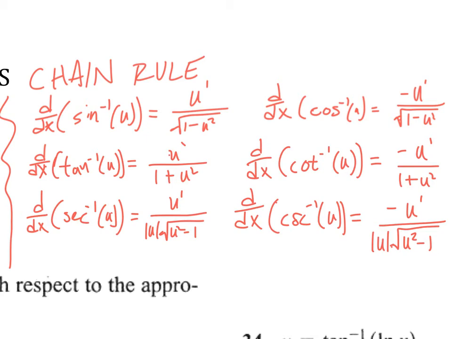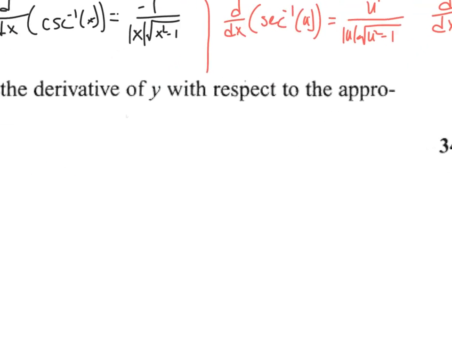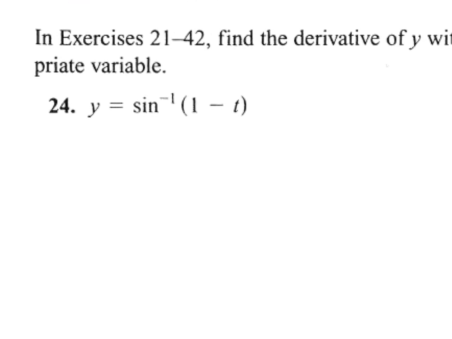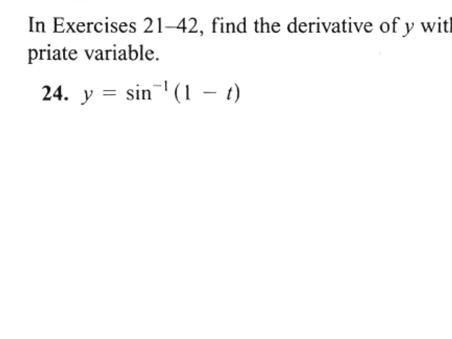Now let's apply those rules and talk about what we've got in some of these practice problems. The first thing I'm going to do is take a look at number 24 here. I realize that my function is an inverse trig function, and my ratio of sides is itself a function. So I have to use the chain rule here.